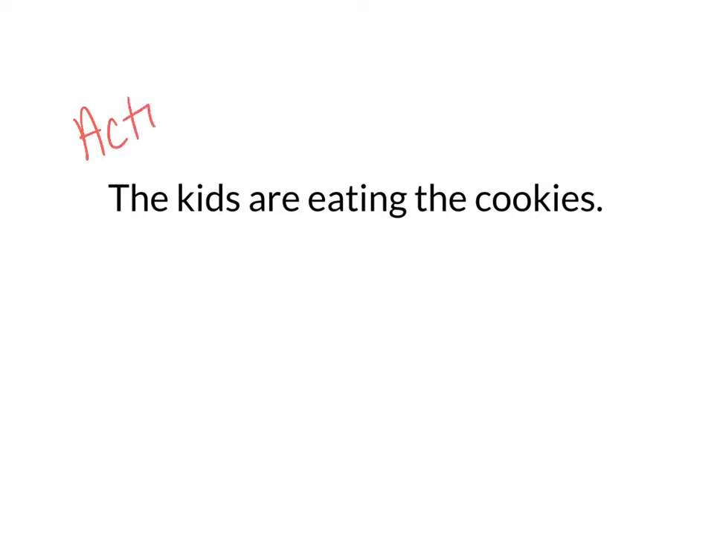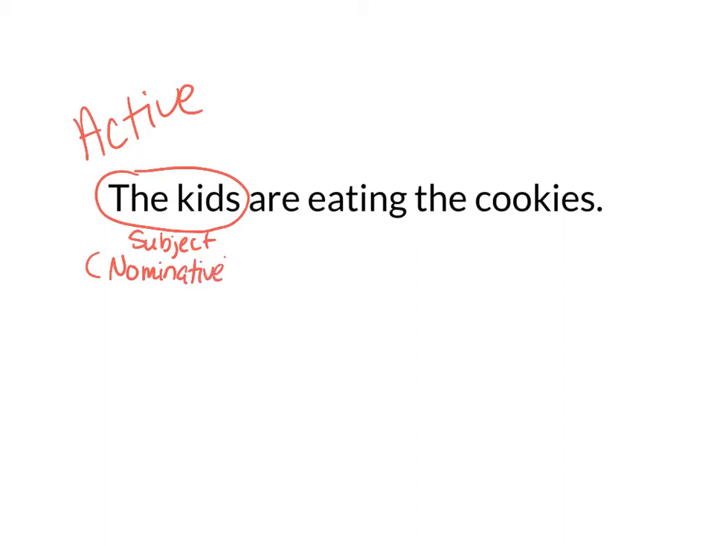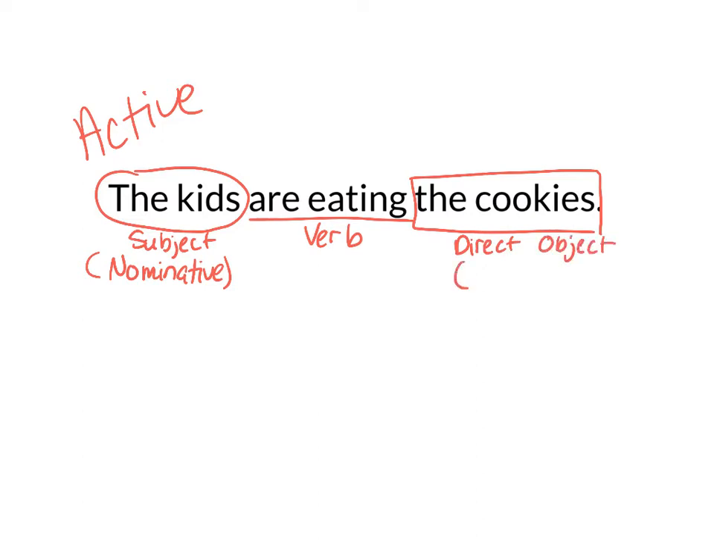This is an example of an active sentence. What does that mean? Well, the subject of this sentence, the kids, or the nominative case, like it would be in German, the subject is doing the verb in this sentence. That's normal. The subject is doing the verb to the direct object. The direct object is what receives the action of the verb. It's what gets verbed. It's the accusative case. So that's what active means.